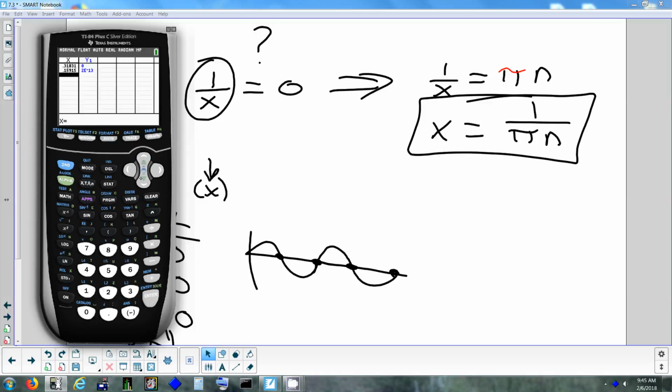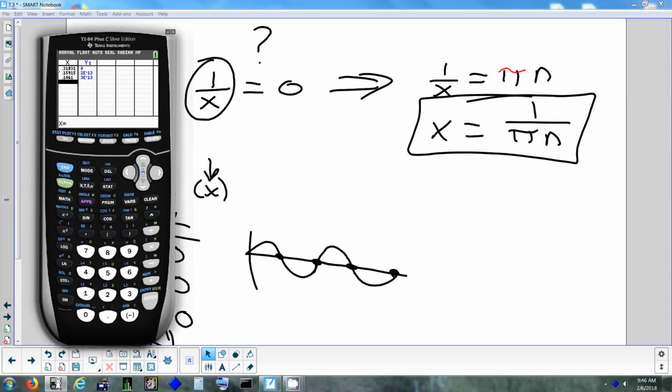Okay. Let's do one more. 1 divided by, in parentheses, 3 pi. I get 0 again. 1 divided by 4 pi, 1 divided by 5 pi, 1 divided by 6 pi. What's happening is the denominator is getting bigger and bigger, so the overall fraction is getting smaller and smaller. So as x gets smaller and smaller, it's actually crossing 0 faster and faster and faster.